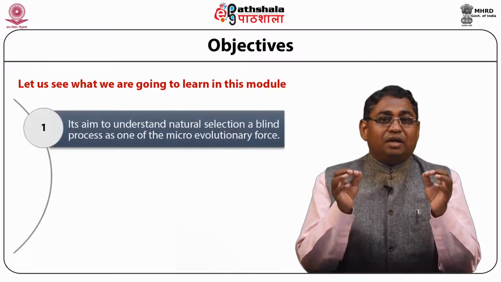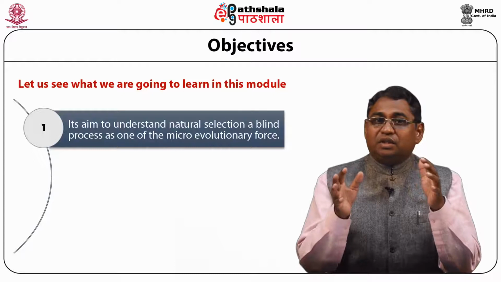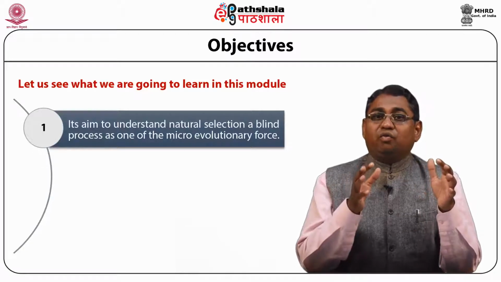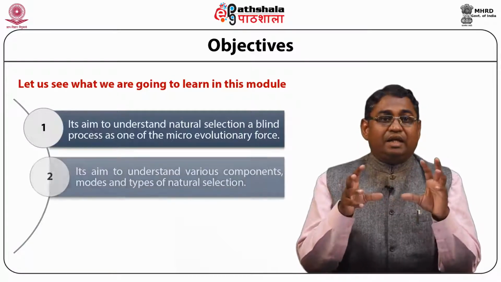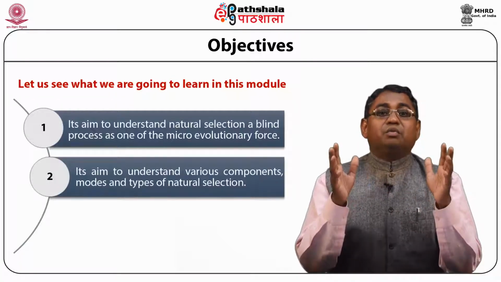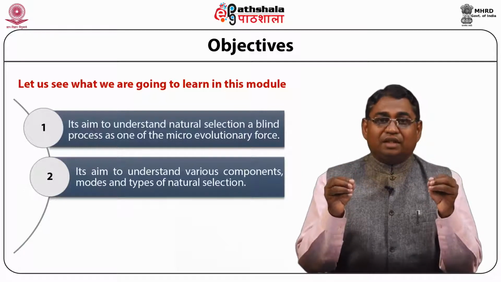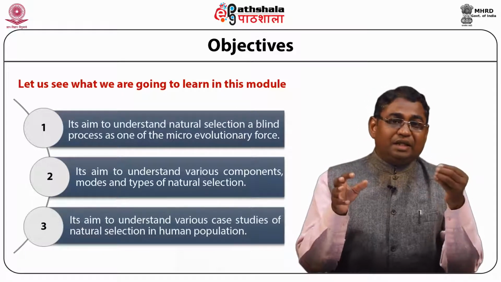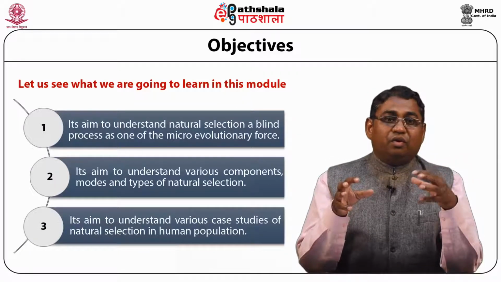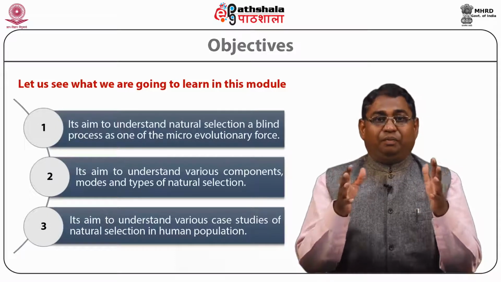It aims to understand natural selection, a blind process, as one of the microevolutionary forces. It aims to understand various components, modes and types of natural selection. It aims to understand various case studies of natural selection in human populations.